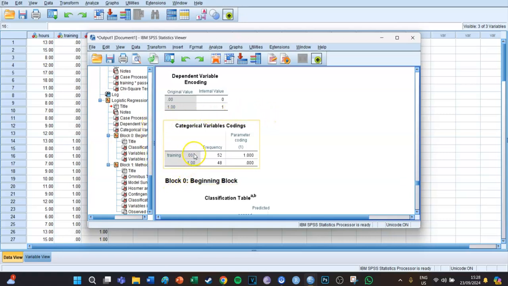If training was 0, then in this analysis it will be 1, and if the training was 1, then in this analysis it will be 0. That's a bit confusing, I know, but it's just the way that SPSS operates.